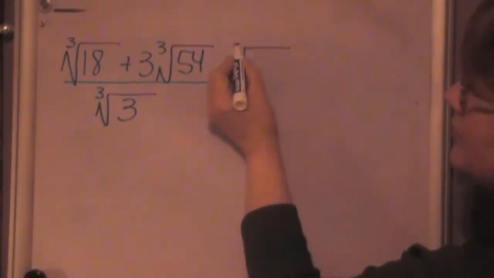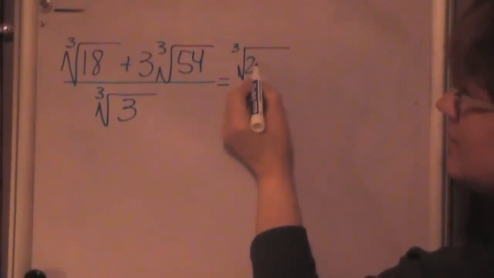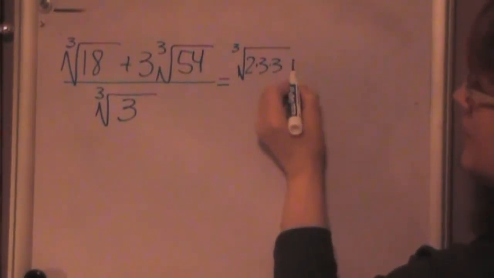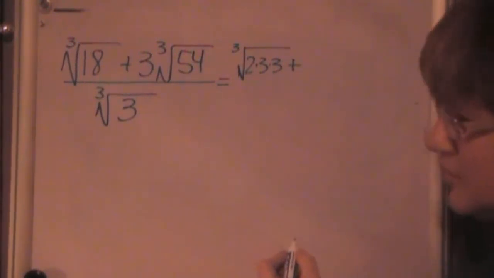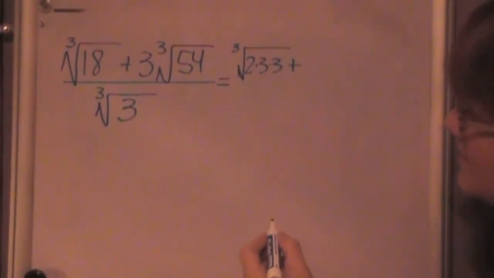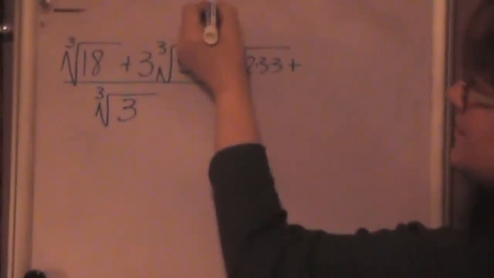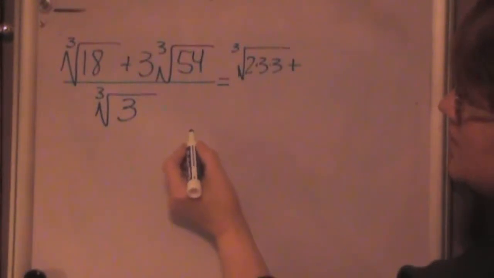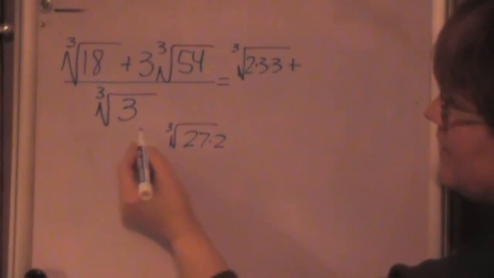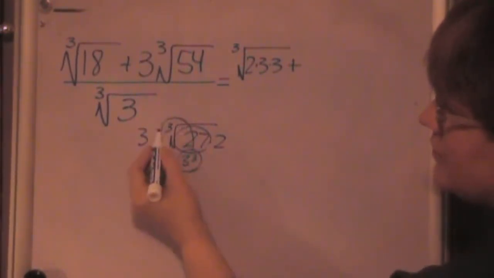So I have the cubed root of 2 times 3 times 3 in this one, and I have plus 3 times the cubed root of 54. Well, 54 is 27 times 2. So really, 27 times 2, the cubed root of that, if I have a 3 out here, this one is 3 cubed, and I have 3 factors of 3 so it can come out.